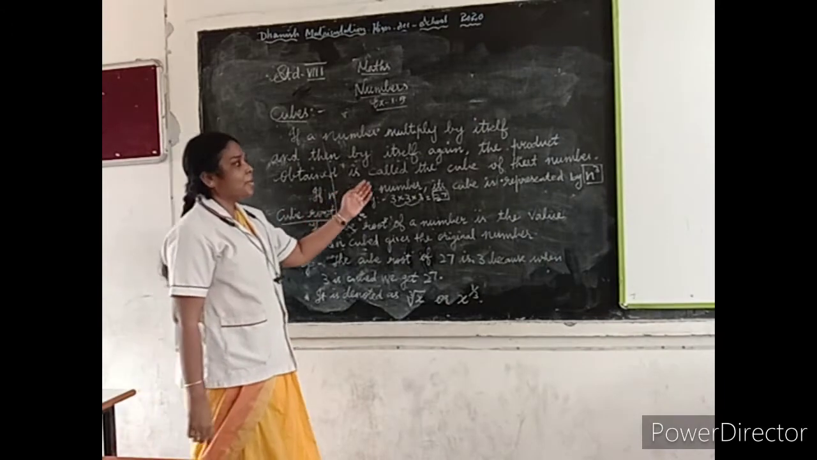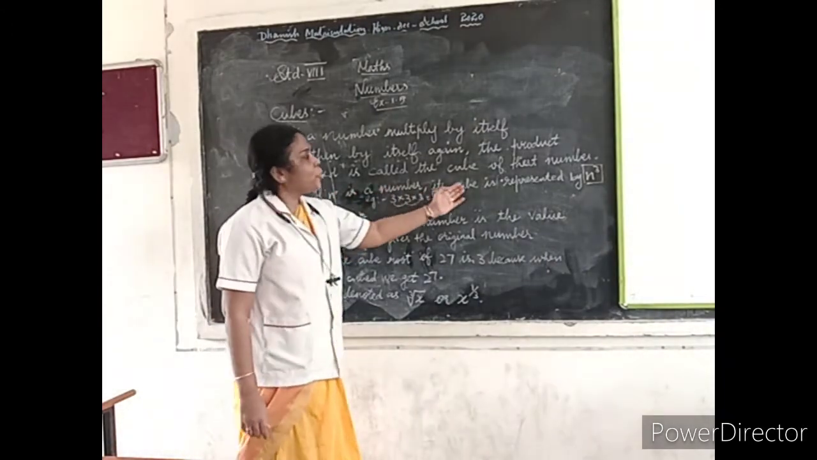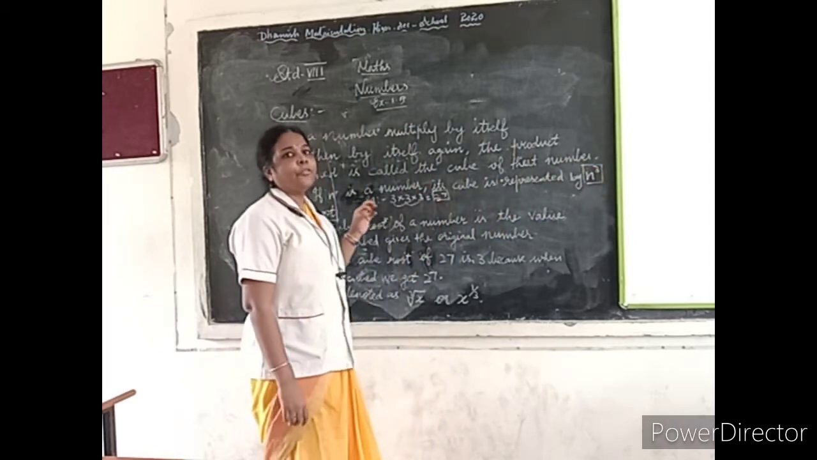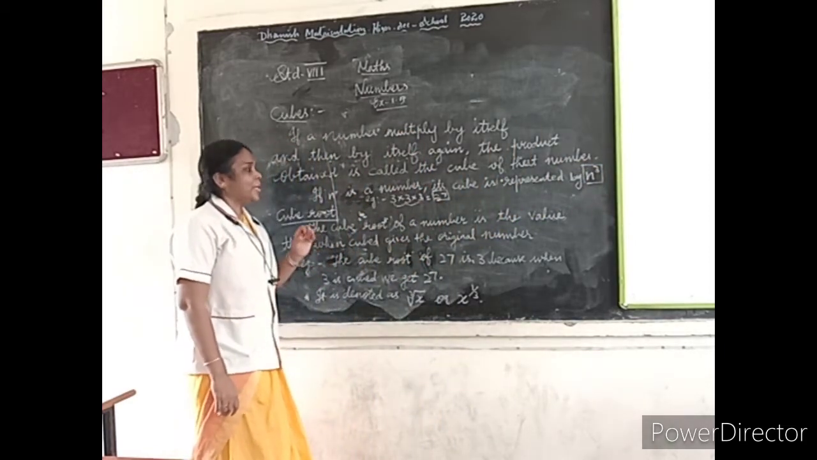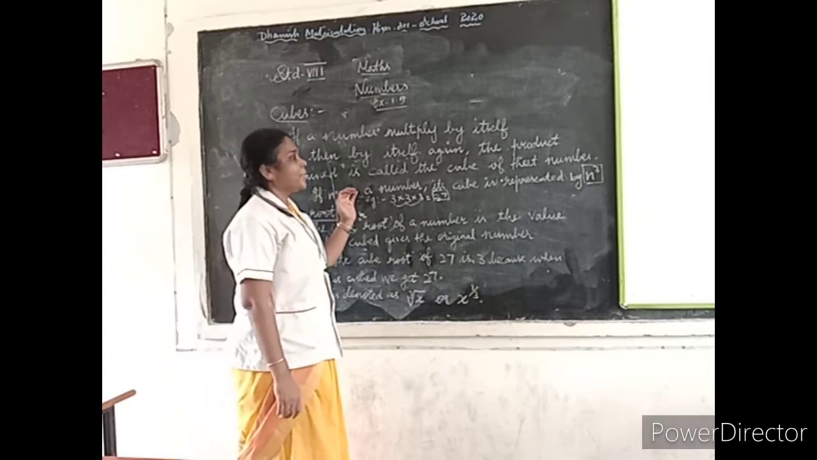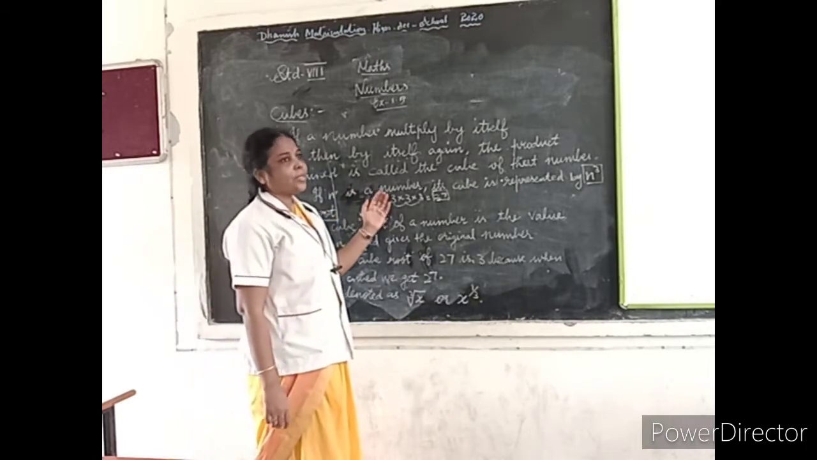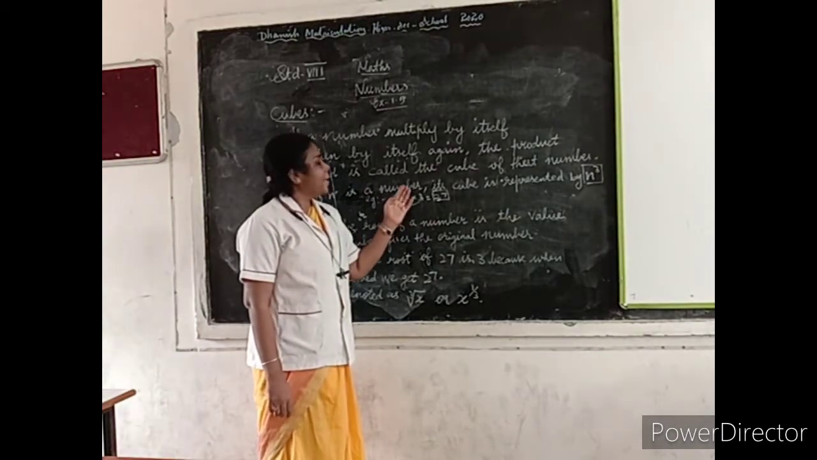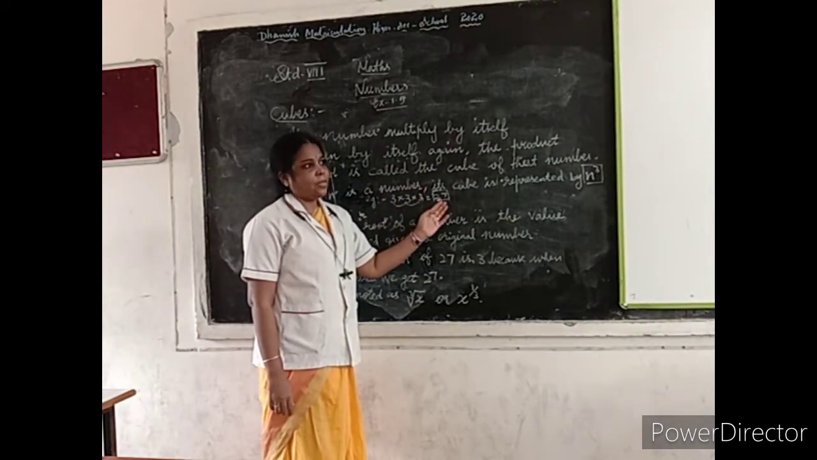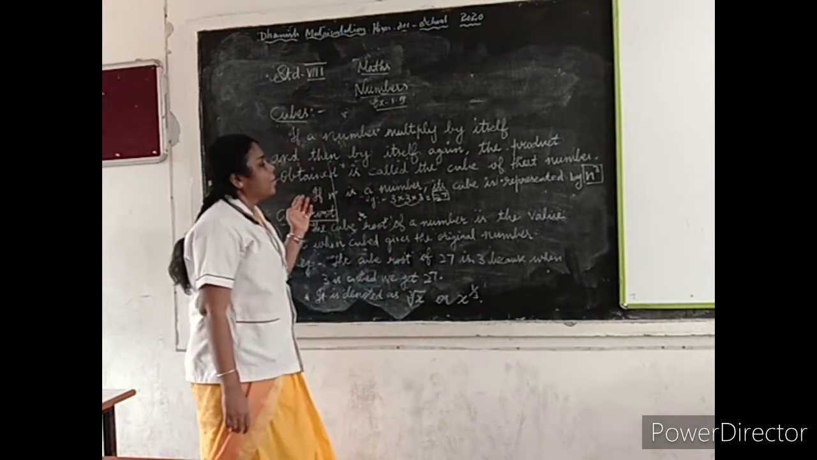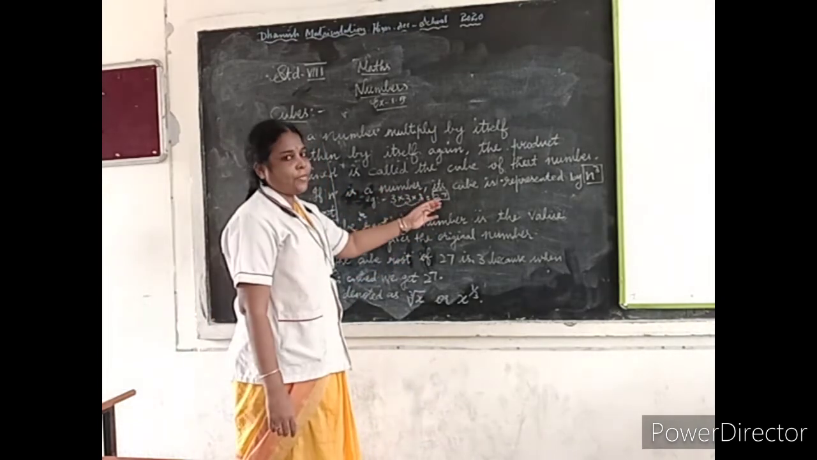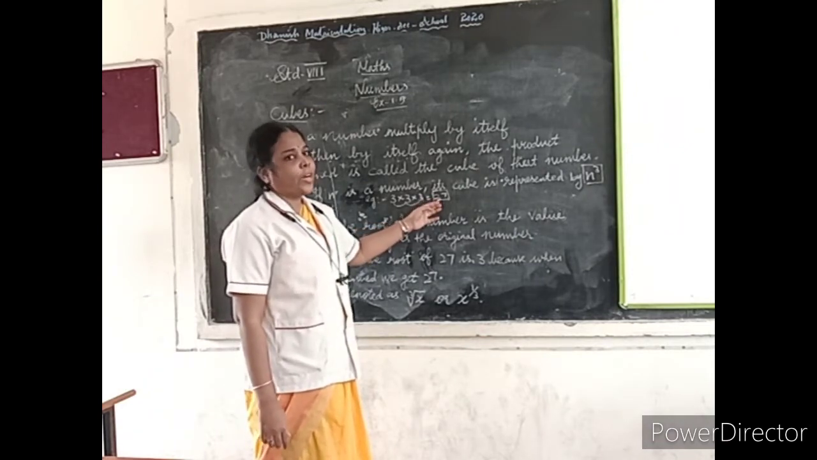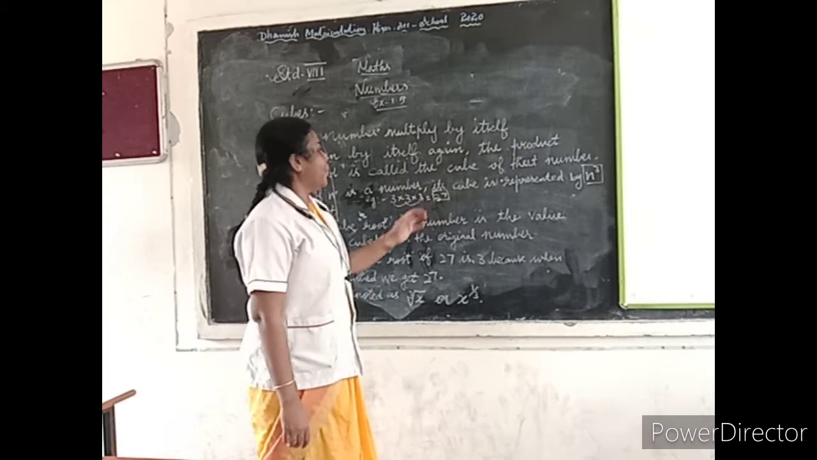If n is a number, its cube is represented by n cube. For example, if you take n is equal to 3, therefore n power 3 is equal to, you have to multiply 3 three times. 3 into 3 is 9. 9 threes are 27. Therefore, the cube of 3 is 27. You have to multiply the number three times to find the cube of the number.